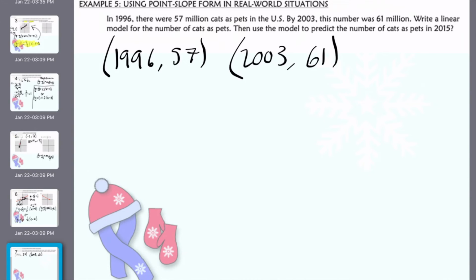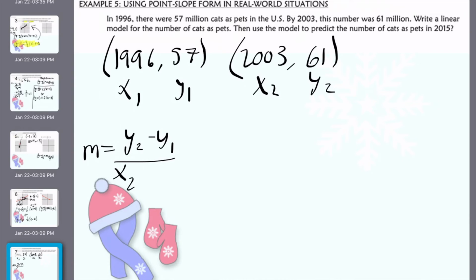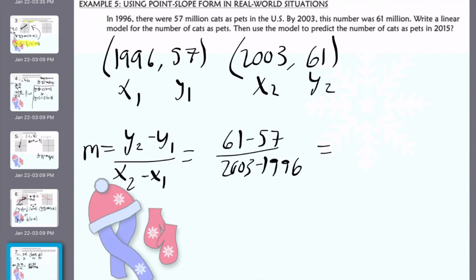So essentially what I have to do, first off, I need to find what my slope is. I have these two data points, so I'm going to use that in order to find my slope. So this is x1, y1, and x2, y2. And remember my slope formula is y2 minus y1 over x2 minus x1. So this is going to turn into 61 minus 57 over 2003 minus 1996. So this is truthfully going to be 4 over 7 as my slope.